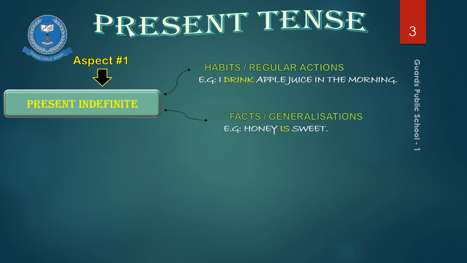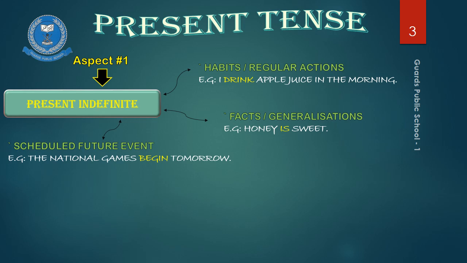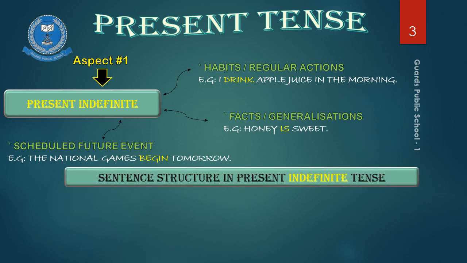For facts or generalizations, for example, honey is sweet. Or for scheduled future event, for example, the national games begin tomorrow. Now let's have a look at the sentence structure in the present indefinite tense.